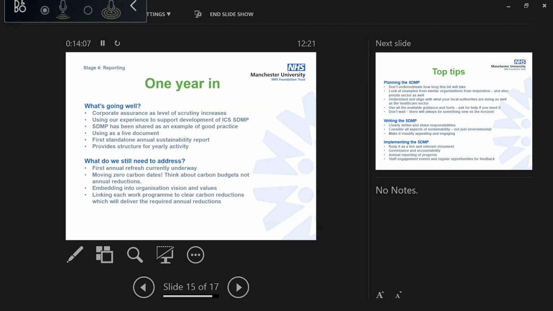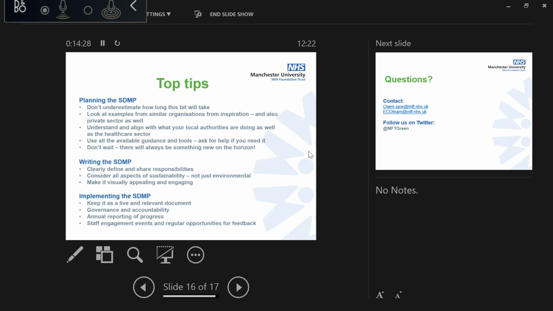We haven't yet embedded this into our organisation vision and values. There's some things that we still need to do there, and what I'm really keen to do as well is to make sure that we can attach carbon reduction, if applicable, to each programme that we deliver, so that we know that we can achieve those reductions.